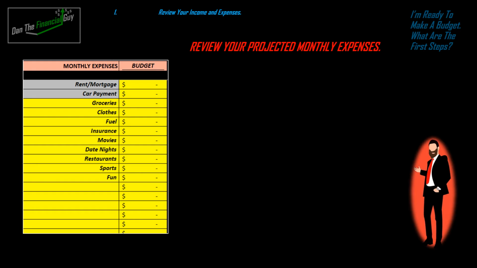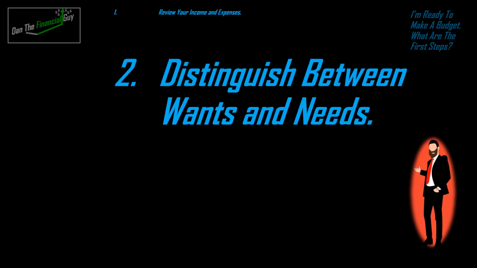Are your expenses greater than your income? You have a budget deficit, and that's not good. However, now that you know this is the case, you can evaluate your spending habits and get back on the right track. The second step in developing your budget is to distinguish between wants and needs.